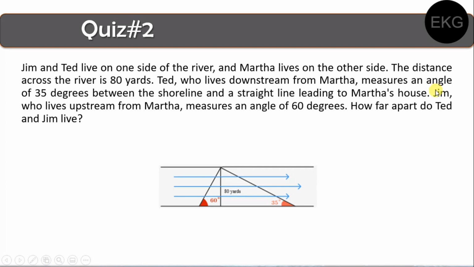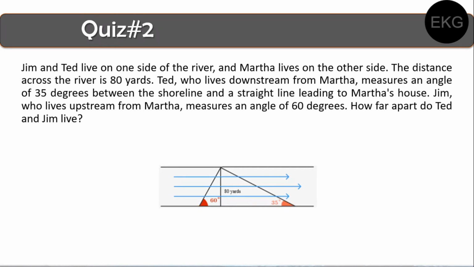Now, si Jim naman, who lives upstream from Martha, so kung galing ka daw kay Martha, pagpupunta ka kina Jim, yung bahay ni na Jim is sa lubong dun sa agos. So measures an angle of 60 degrees. So from the shoreline to the straight line towards Martha, 60 degrees naman daw yung kay Jim. Now, how far apart do Ted and Jim live? So gaano daw kalayo yung distansya ng mga bahay ni na Jim at saka ni Ted. So this line, or this side of our triangle.